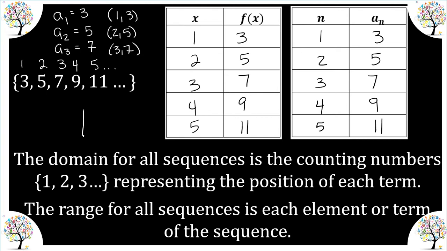And if we were to graph our sequence, we have 1, 3 and 2, 5 and 3, 7, we can see that we have a scatter plot. And remember, we do not connect the dots of a scatter plot, and a sequence is a scatter plot because there are no values in between. It is just a specific set of numbers that stand alone.